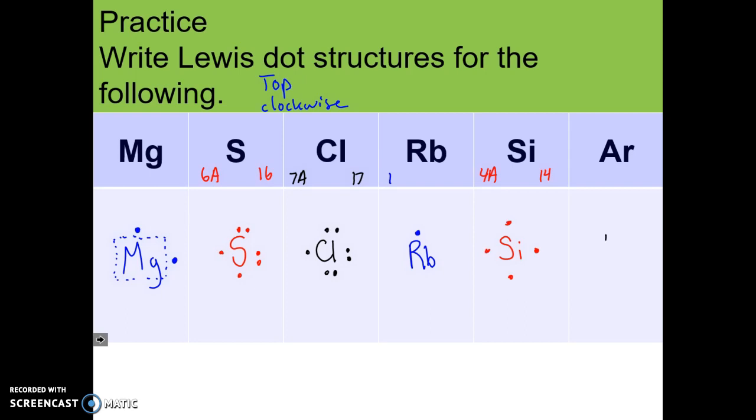And last but not least, argon, which we saw a picture of on the last slide. It's a noble gas. So it has 1, 2, 3, 4, 5, 6, 7, 8. It is filled. That is what it looks like when an atom has a filled valence shell. And that's why it doesn't bond with anything. It doesn't have any room. And it doesn't want to get rid of any. It's happy. It is satisfied.